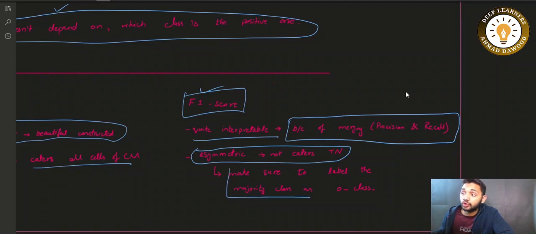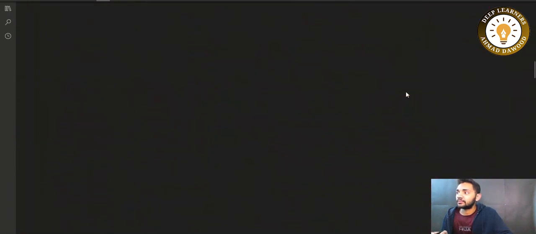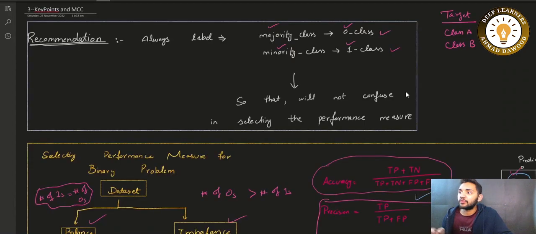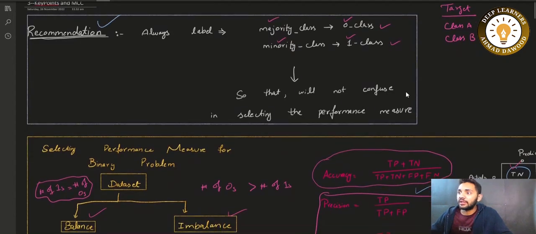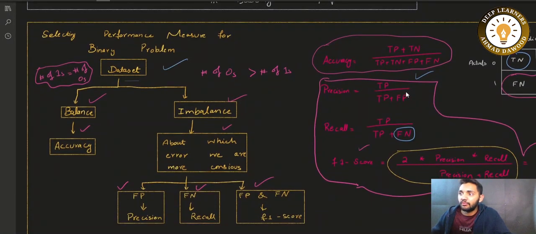So you should make sure that you label the majority class properly. I have told you multiple times. If you follow my recommendation, then you simply have this type of diagram. Whenever you have a balanced model, you can use accuracy.